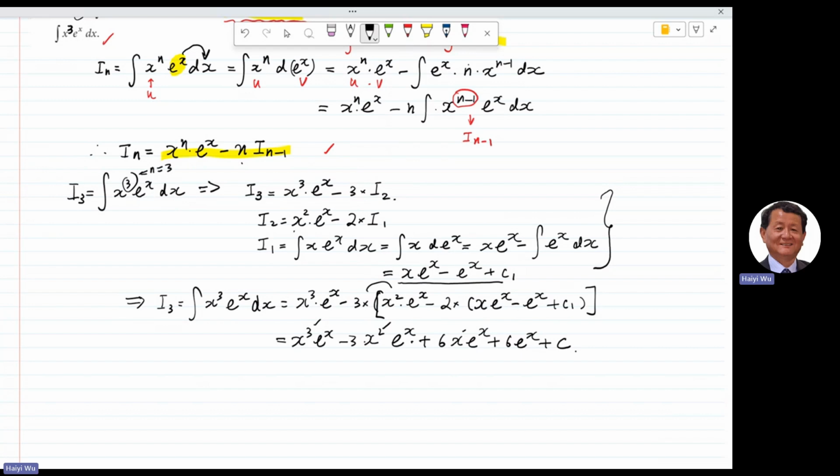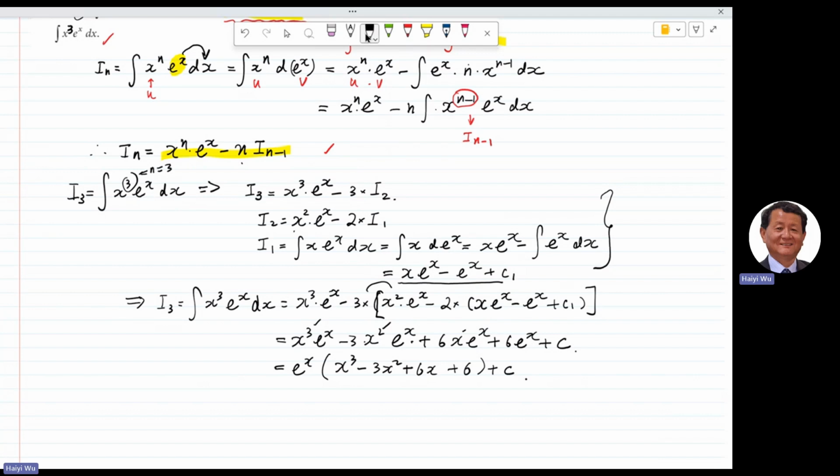So this is a recurring. If I'm going to expand, maybe take a common factor out. So become e to the power x times x cubed minus 3x squared plus 6x minus 6. So that's the answer.